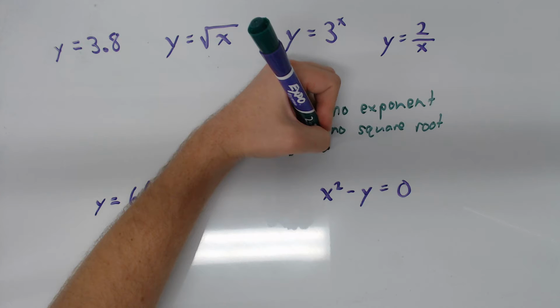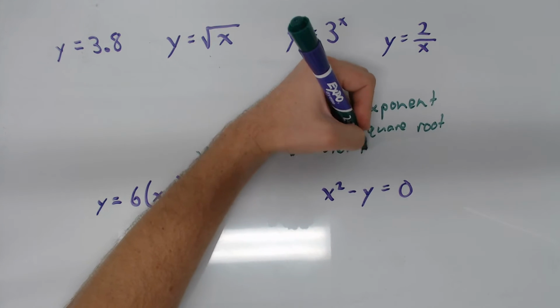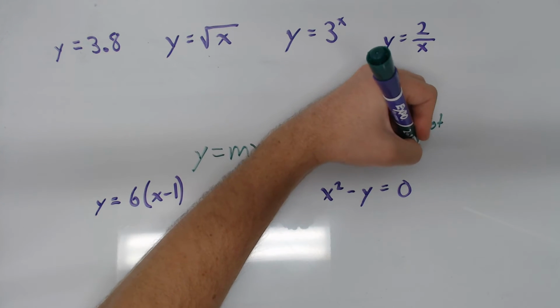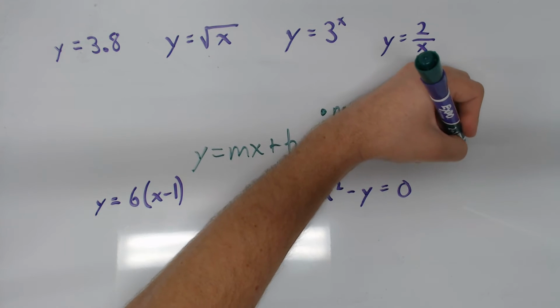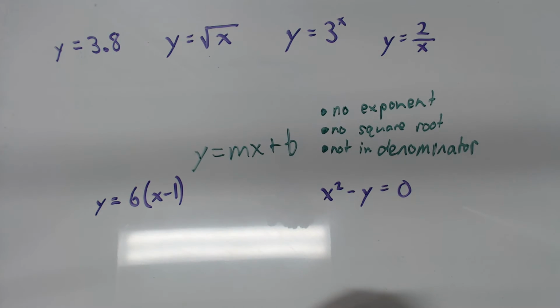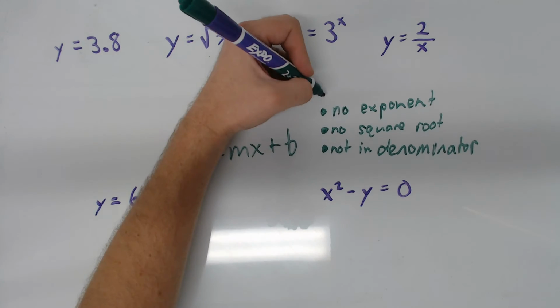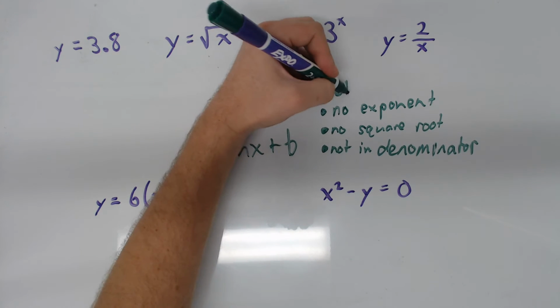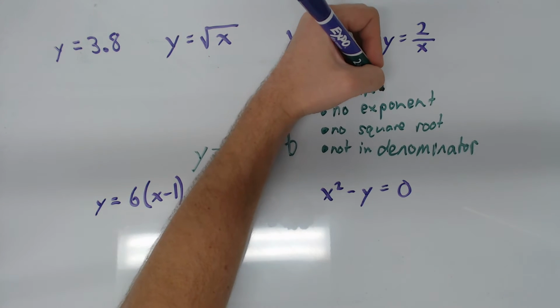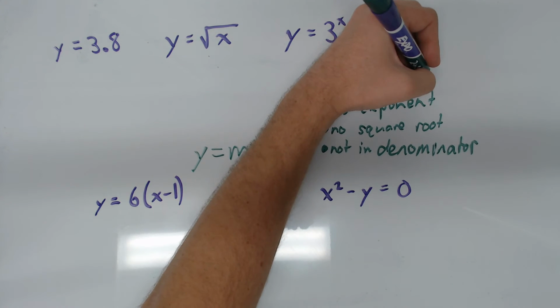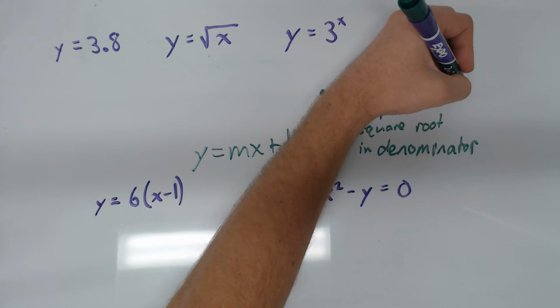X should not be in the denominator. What else? Ooh, up here we see one not in the exponent. We don't even know how to handle that yet. So of course we're not going to call it linear.